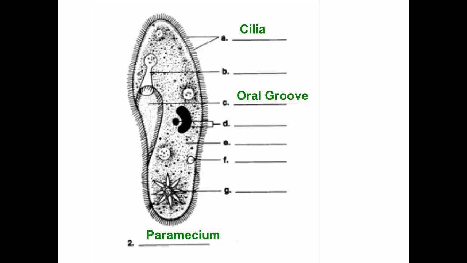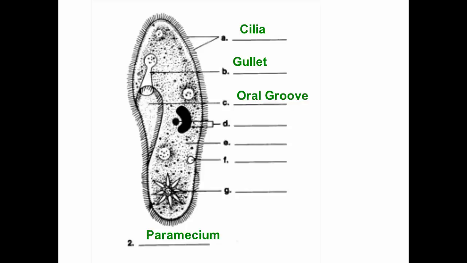How about B? This oral groove leads into a tube first. It's like an esophagus. Tyler? It looks like a gullet. Yeah, gullet. That's the gullet, which brings the food in. After the gullet, it leads into an area on the side. That would be a food vacuole, because that's where the food goes.